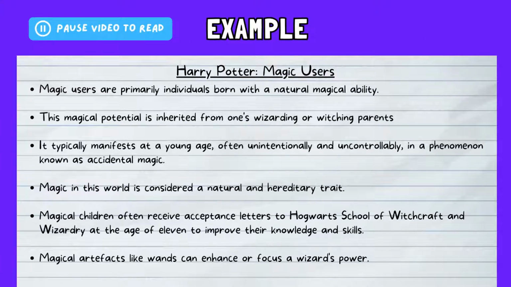For example, in the Harry Potter series, magical abilities are mostly inherent, passed down from one's wizarding or witching parents, and often emerging in childhood through unintentional and uncontrollable acts of magic called accidental magic. Magic is viewed as a natural, hereditary trait, and young witches and wizards typically receive admission to Hogwarts School of Witchcraft and Wizardry at age 11 to refine their skills through formal education. In addition, magical artifacts, like wands, can boost and focus a wizard's abilities.